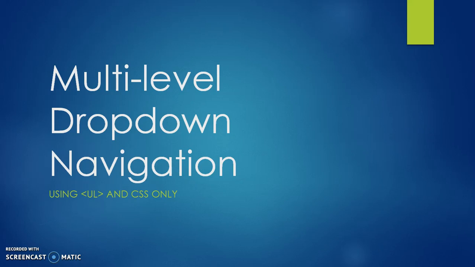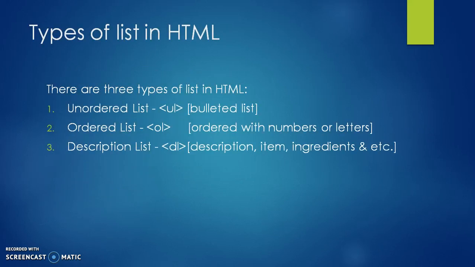For today, I would like to start off with discussing the types of lists in HTML. There are three types of lists in HTML. The first one is the unordered list, or the bulleted list. The second one is the ordered list, ordered with numbers or letters. And the third one is the description list. This is where it doesn't have bullet points, numbers, or letters, but it's just the whole description, the item or ingredient. It's usually used with recipes and stuff. But today we're just going to use the unordered list.